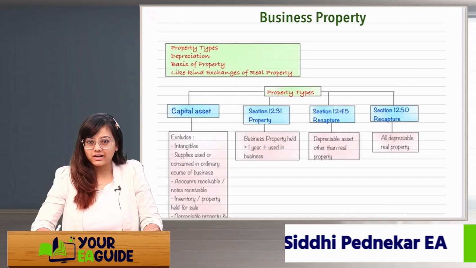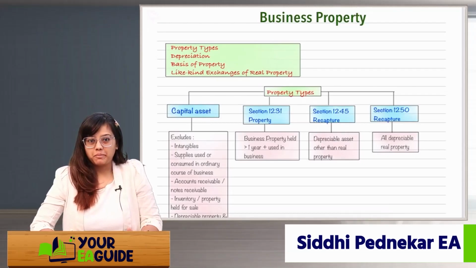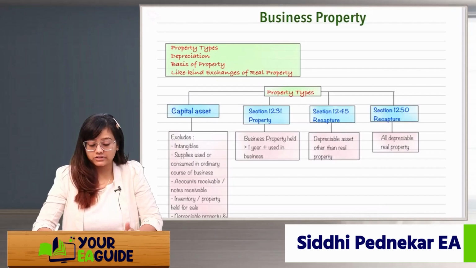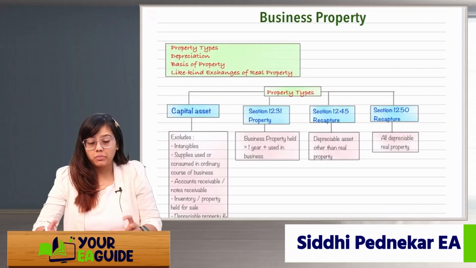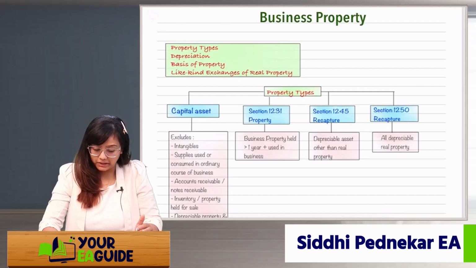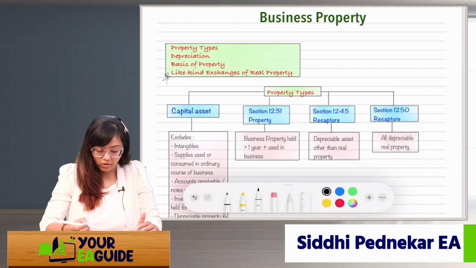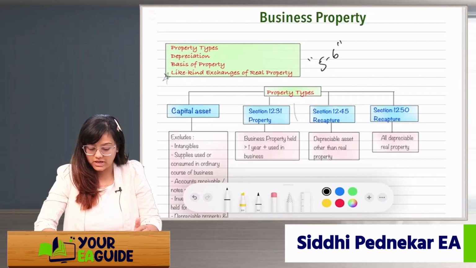Today we are going to start the next important chapter, that is business property. In business property, we are going to understand what the property types are, how the depreciation methods are used in the business tax returns, basis of the property, and what will be the effect if there is a like-kind exchange of a real property. Okay, so this last topic is most important because I can say 5 to 6 questions will be asked from this chapter.